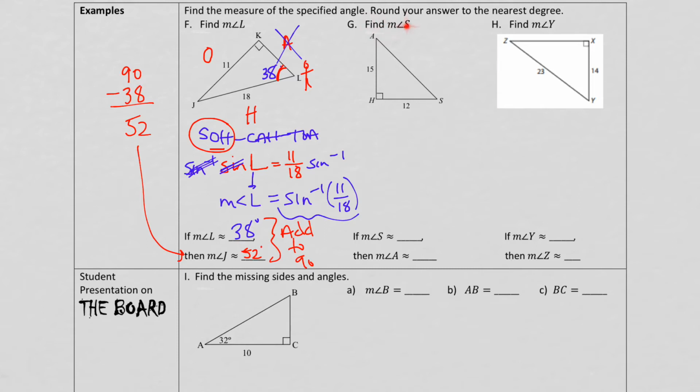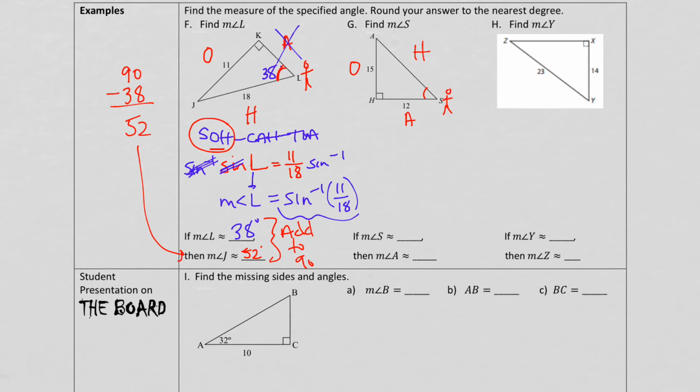Okay, example G. Find the measure of angle S. So I'm going to go ahead and choose angle S as my reference angle here. So I'll label this angle. There's my famous little stick figure. Then next I'll identify my sides: the hypotenuse, the side opposite angle S is going to be 15, and the side adjacent to angle S is going to be 12.